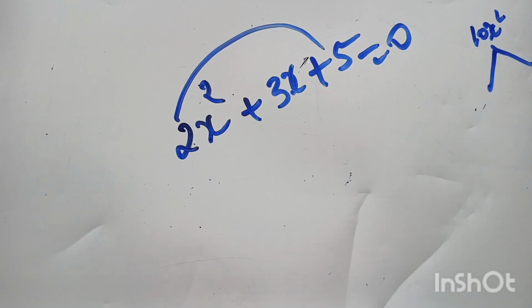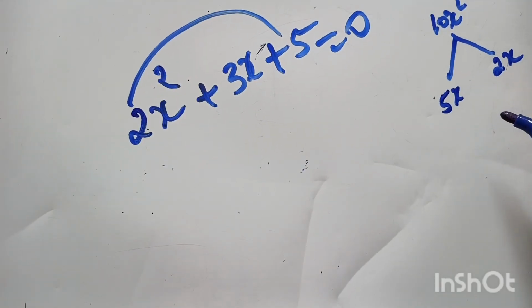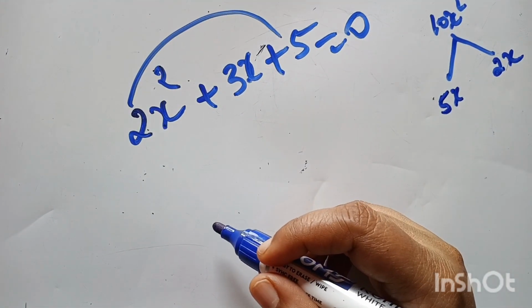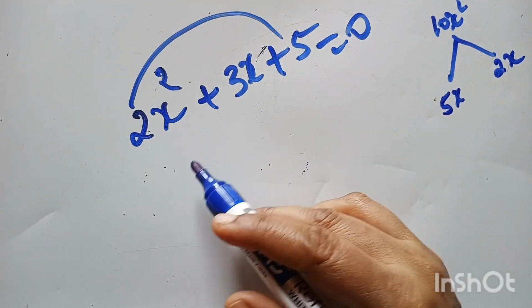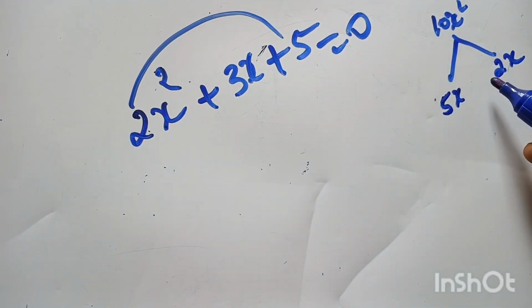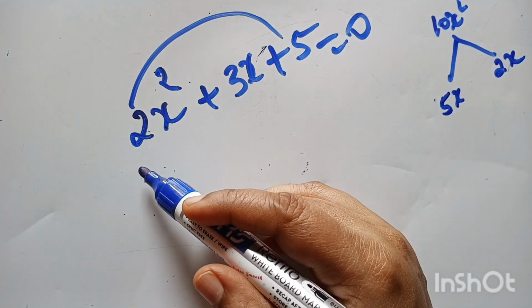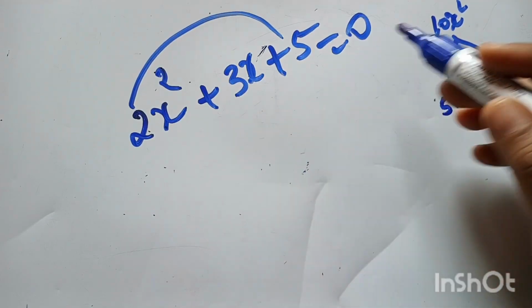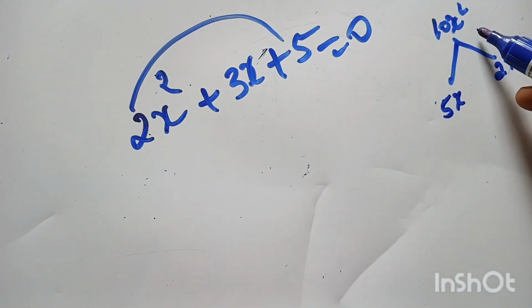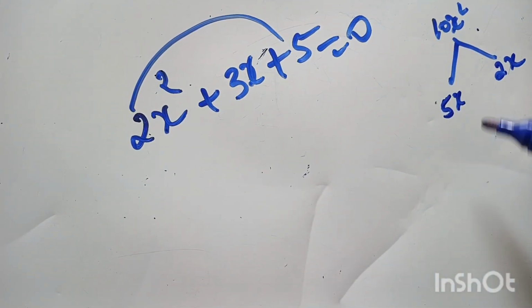Whether this is my own example. Okay, we can write 5x and 2x. 5 2s are 10. We can write 5x if this is a factorization method or a splitting method. So 2x square plus 3x plus 5. For multiplying the first and last term, 2x square into 5, we get 10x square.